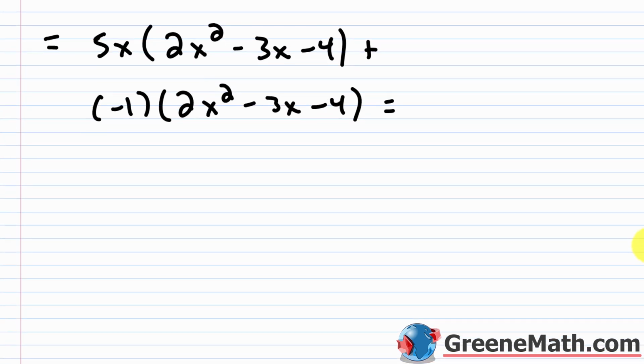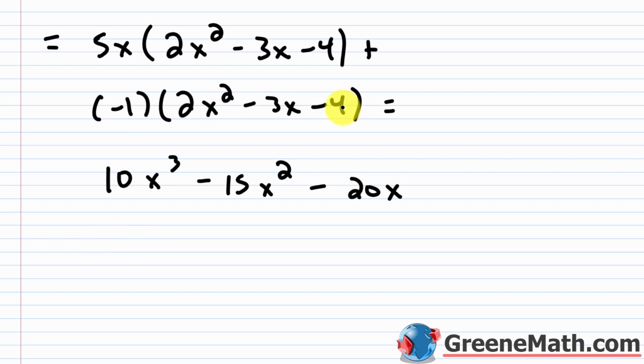Let me scroll down a little bit. So 5x times 2x squared is going to be what? That's going to be 5 times 2, that's 10. X times x squared is x cubed. Then we'll have 5x times negative 3x. That'll be negative. 5 times 3 is 15. X times x is x squared. Then I have 5x times negative 4. That's going to be negative. 5 times 4 is 20. And again, x just comes along for the ride. Let me make this 2 a little bit cleaner. Then we have this -1 multiplied by 2x squared. That's just going to change the sign, right? When you multiply something by -1, you're just changing the sign.